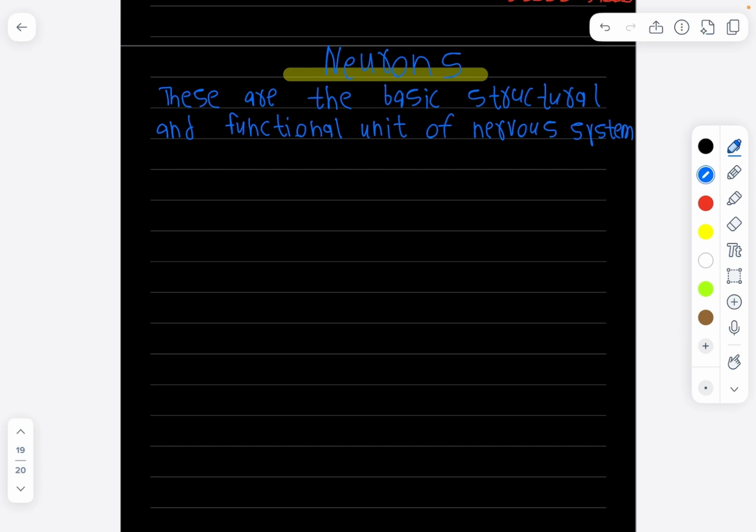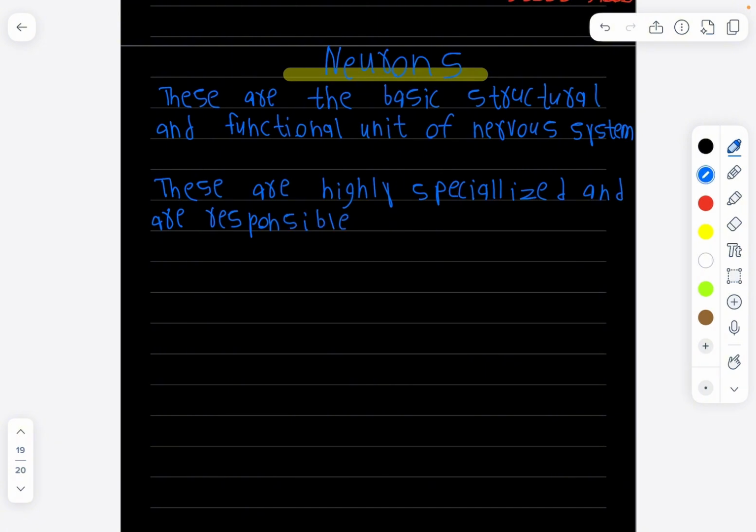These cells are highly specialized and are responsible for all the electrical communication in the body.